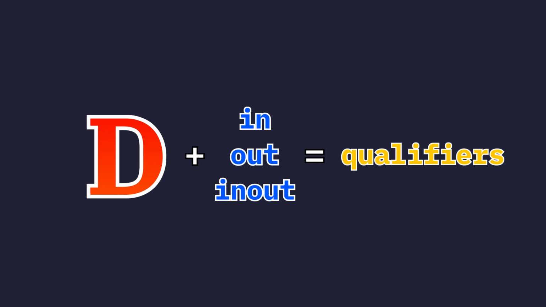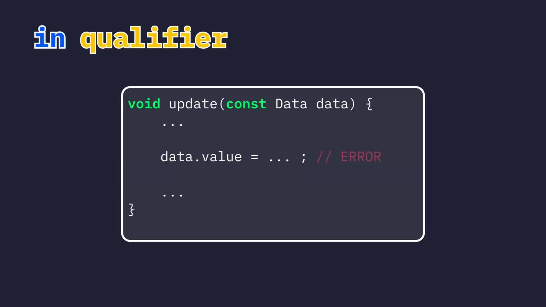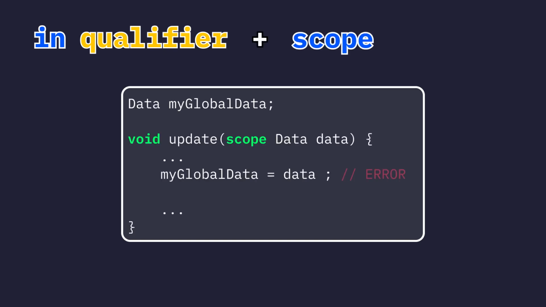In this video, I'm going to cover the in, out, and in-out parameter qualifiers. The in qualifier by default has the same meaning as const, more specifically const scope. The scope in this case ensures that the parameter passed to the function will not be used beyond the scope of that function. In other words, you won't be able to assign to it a variable that lives longer than the argument, nor return it from the function.